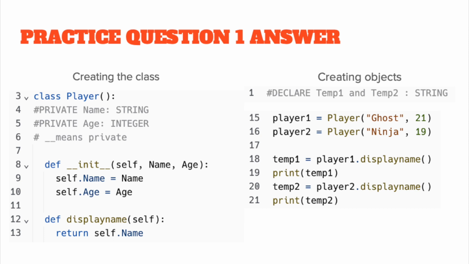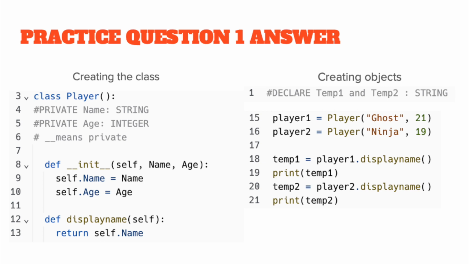What about creating objects? Well, at the beginning of the program, I should declare temp1, temp2 as strings because those are the variables I'm going to be using, but I don't need to declare player1, player2 because those are going to be objects. Player1 is basically of class player type. Okay, so if you wanted to declare it for some reason, you would have to say declare player1, comma player2, colon player, but you're never asked to do that in an exam.